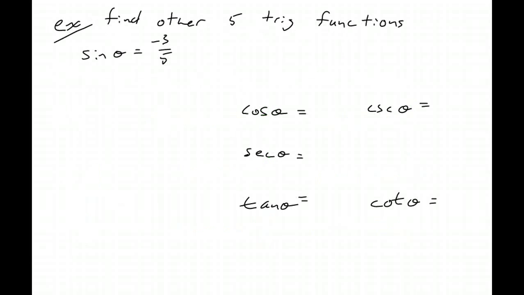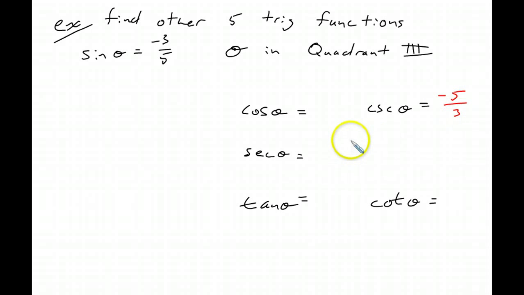Buenissimo! Here's another example. In this case, we are given sine of theta is negative 3 over 5. We have to find the other 5 trig functions. Since I know sine, I also know cosecant, because you flip sine for that, so cosecant is going to be negative 5 over 3. Well, that doesn't really help me much for all the other ones, because I don't know how to find cosine.